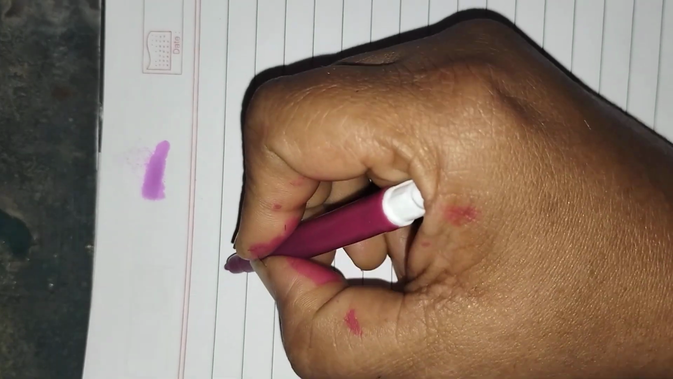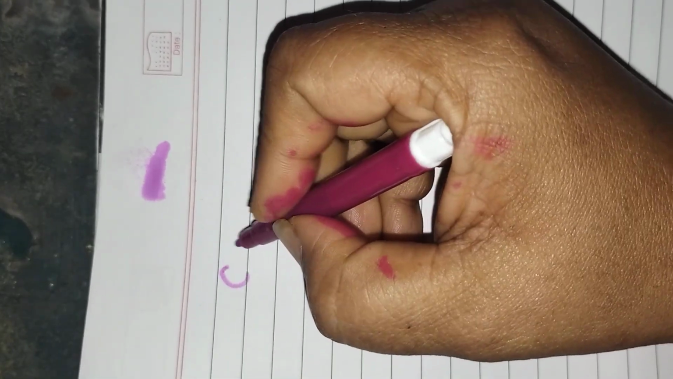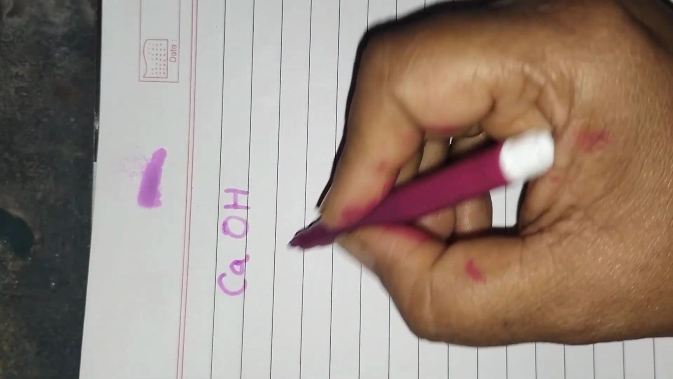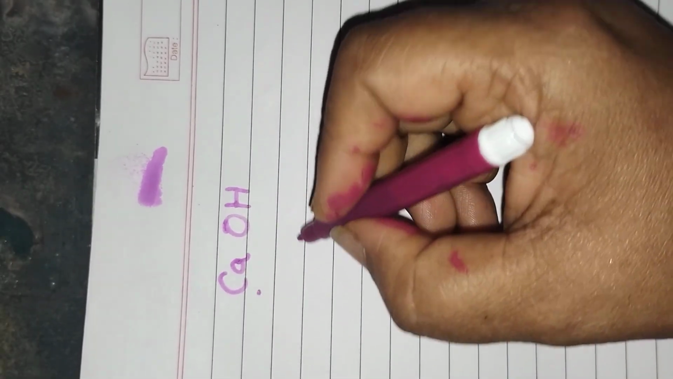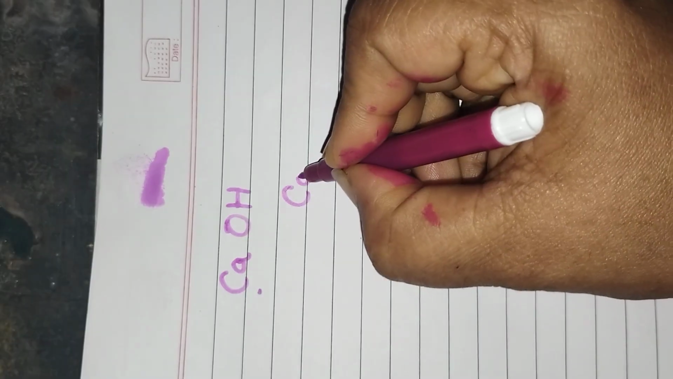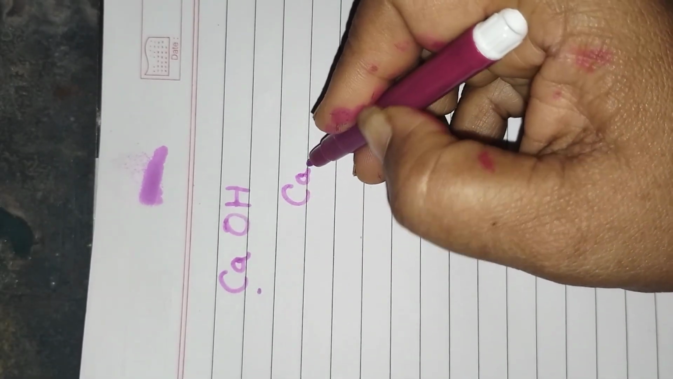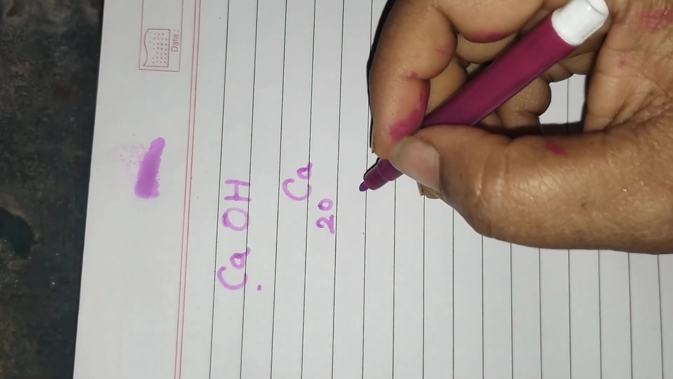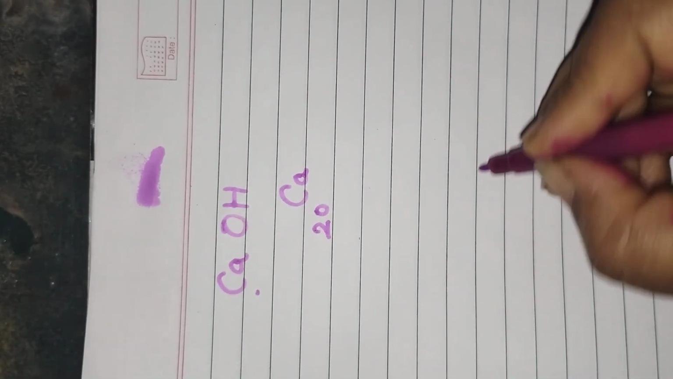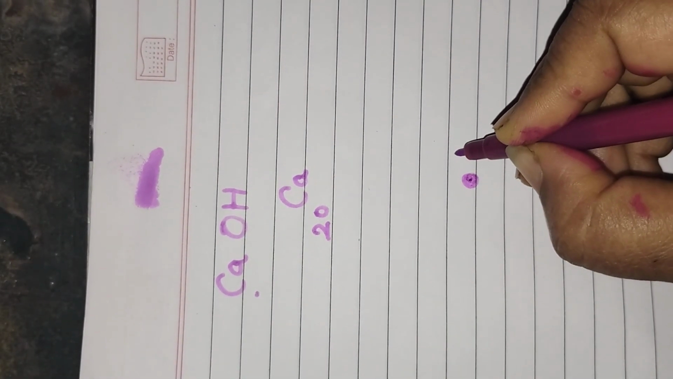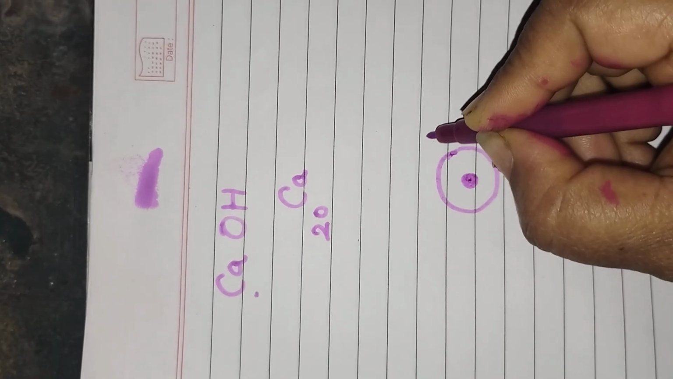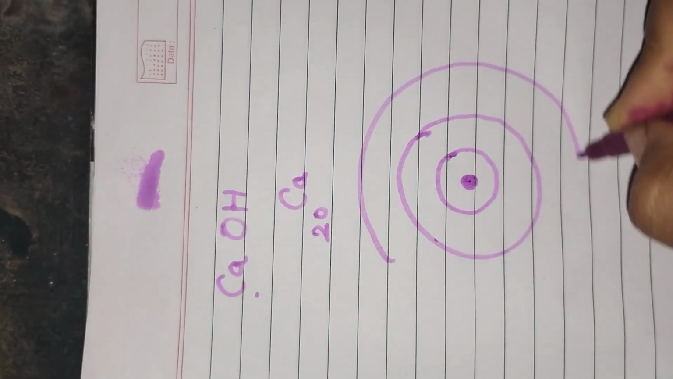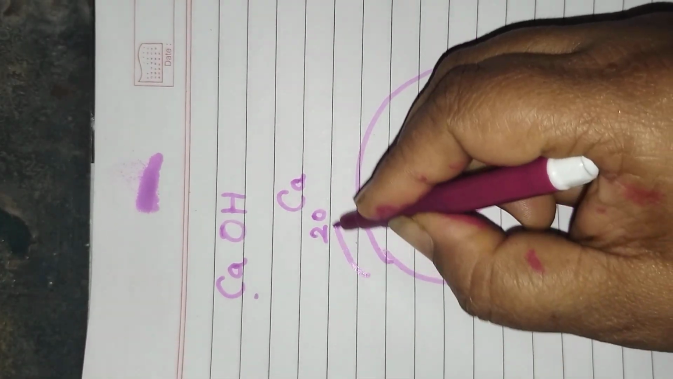So today we will be seeing what is the formula for calcium hydroxide. For knowing the formula for calcium hydroxide, initially we will try to know what is the atomic number for calcium. Calcium has an atomic number of 20. Now looking into the electronic configuration of calcium, this is the nucleus. This is the first shell K, this is L shell, this is M shell and N shell.